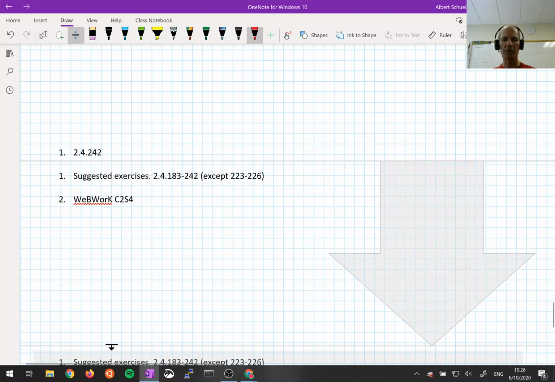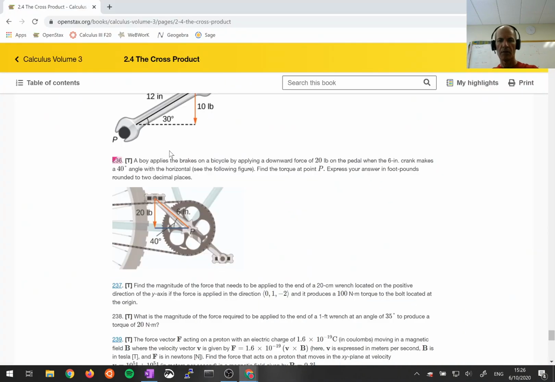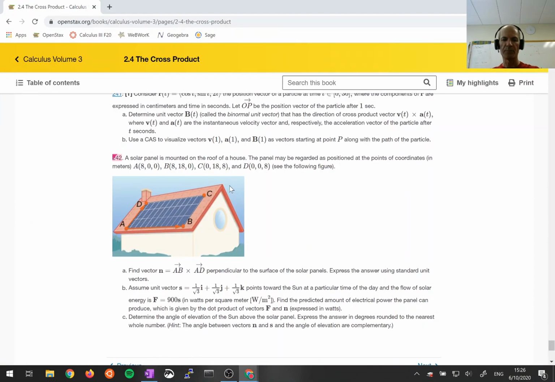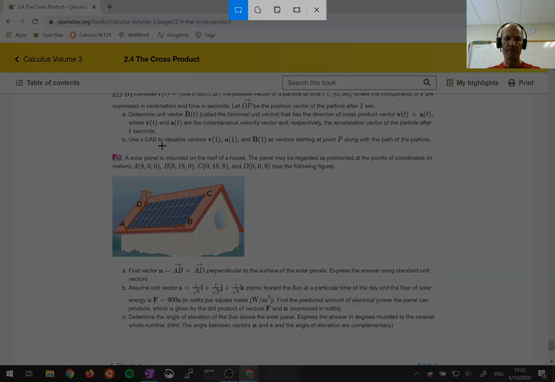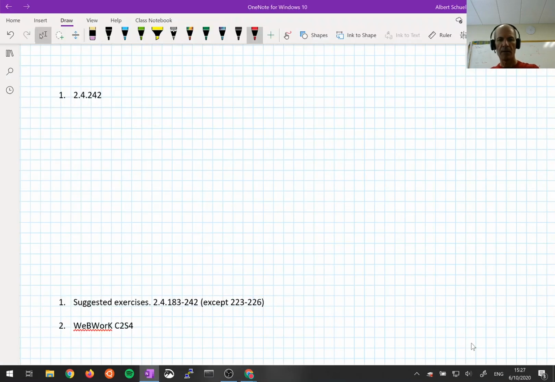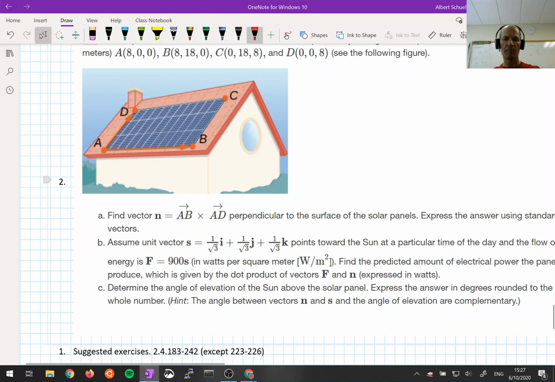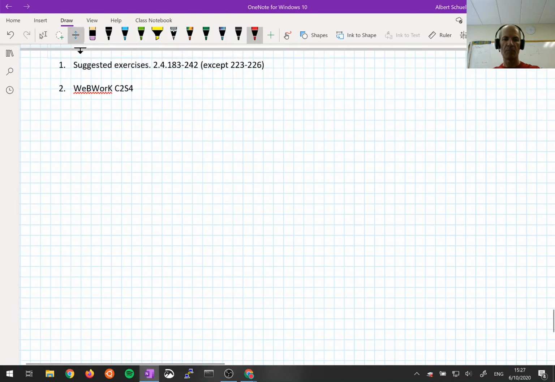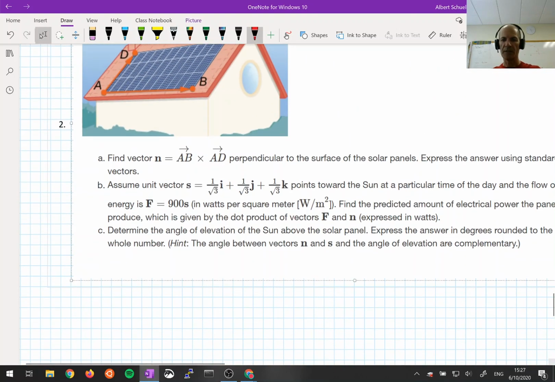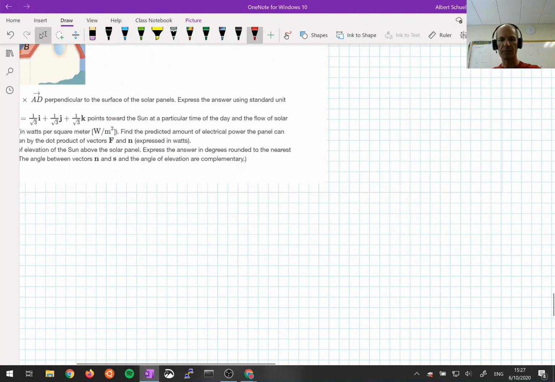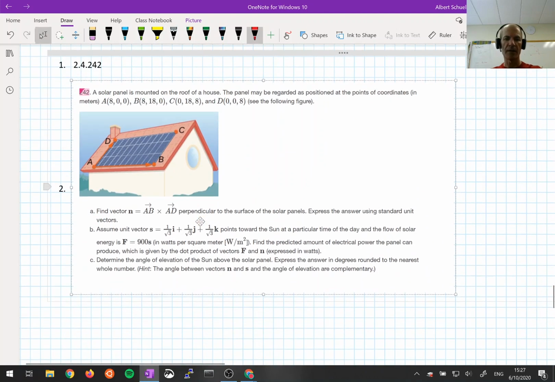All right, let's do 242 here. 242 is another application, solar panels on the roof. Make some room to work here, and I suppose maybe shrink this down a little bit, get it all on the same screen. Alrighty. So we got a solar panel on the roof. According to some kind of mysterious coordinate system, the point A is at 800, B is here, C is here, and D is here. If you study these points long enough, you can kind of figure out the coordinate system, but it's not super important at the moment.